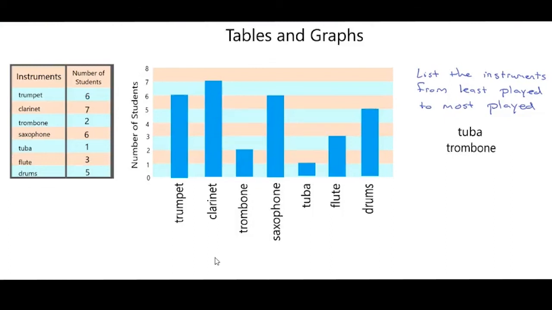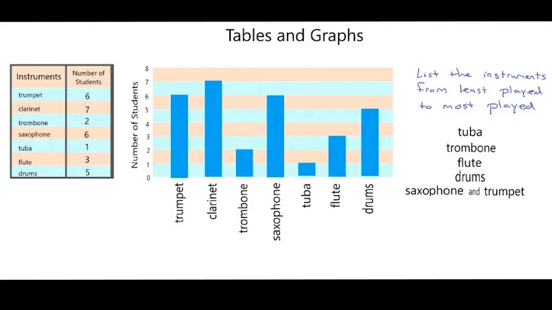Let's see here. After the trombone, looks like the flute. There are 3 students that play the flute. Now, after the flute, it looks like the next one would be drums. It looks like 5 students play the drums. And after drums, it looks like there's a tie between trumpet and saxophone. So because they're tied, I will put saxophone and trumpet together.